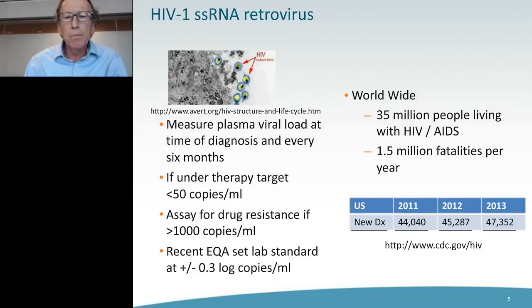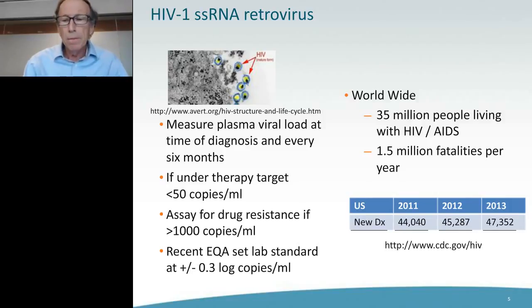Now the virus is still a major worldwide health crisis. There are 35 million people living with HIV and AIDS around the world, and still to this day 1.5 million fatalities per year. And even in the United States, the number of new cases continues to grow. As you can see, in 2011 there were 44,000 new cases of infection, and most recently in 2013, that number has risen to 47,000.